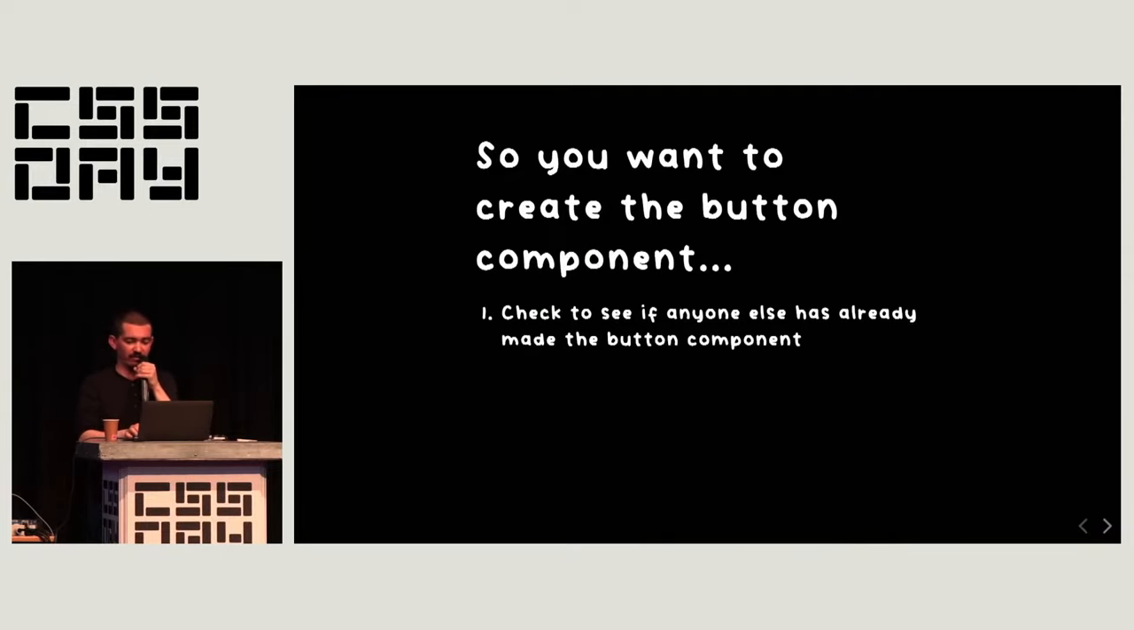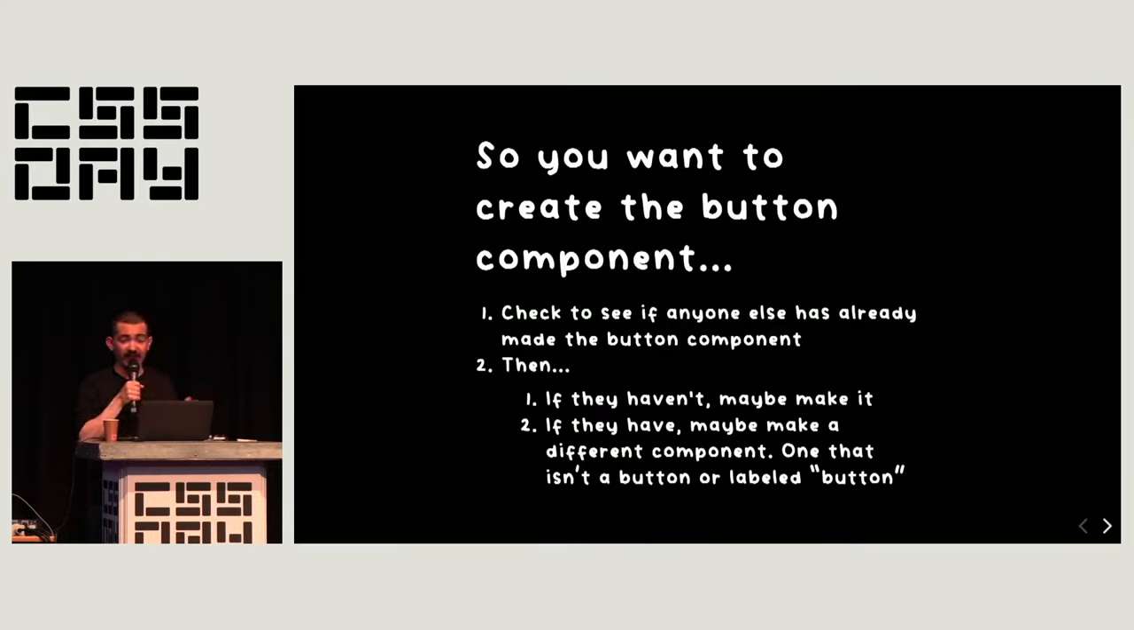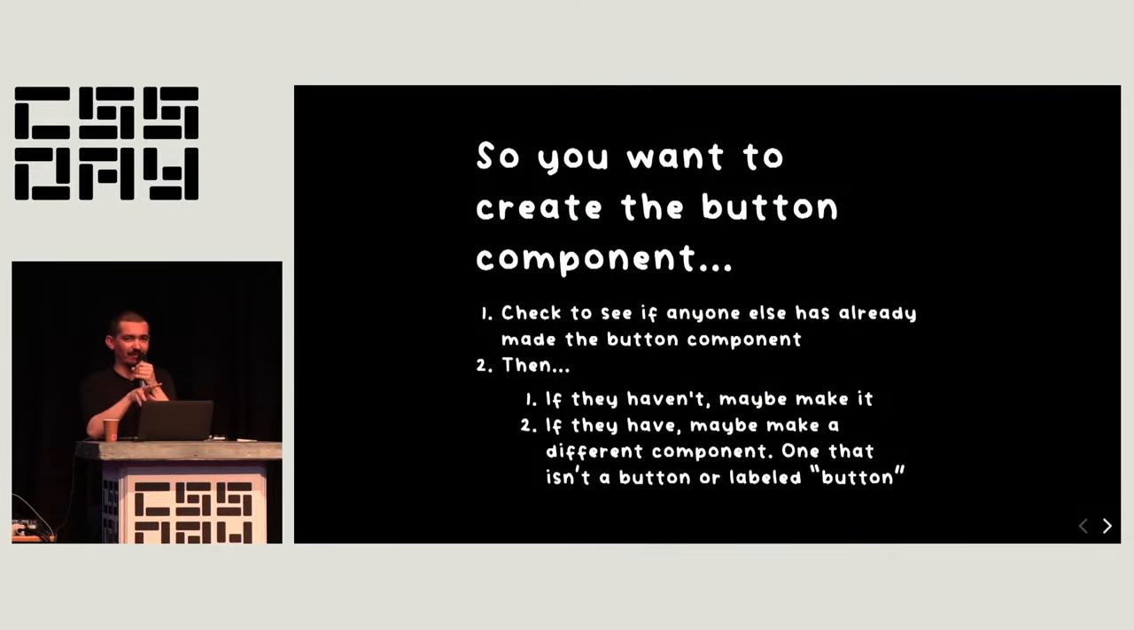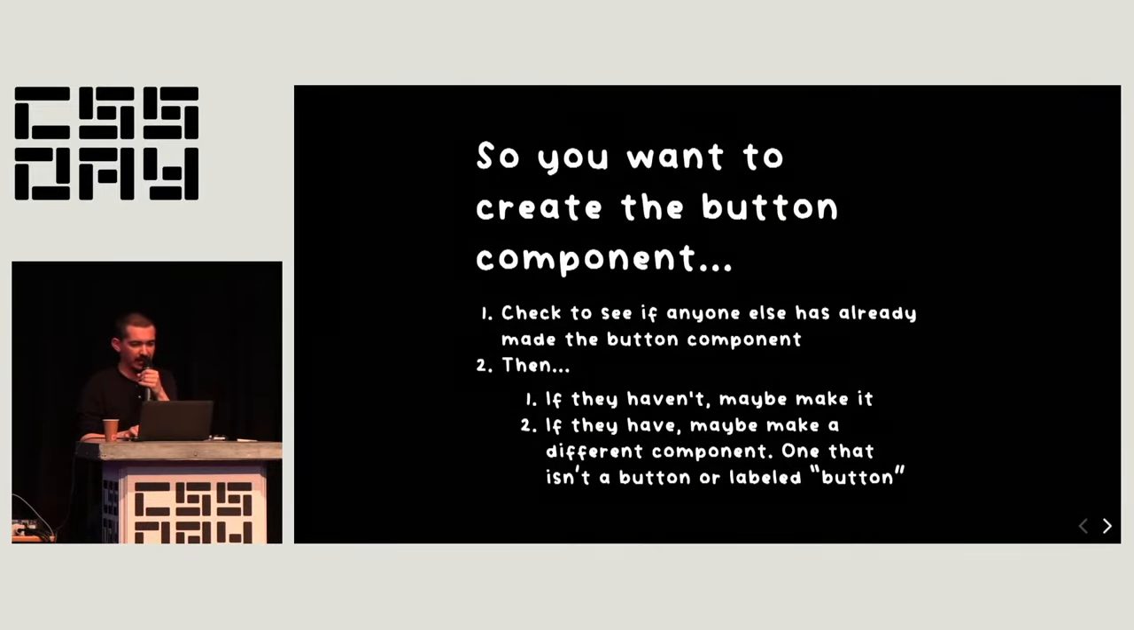Second part is a two-parter, in fact. If they haven't, then maybe I make it, if I have time, if I can be bothered, if I'm getting paid enough. Or two, if they have, maybe make a different component, or no component at all, for that matter. So you could make a component, could not make one, but not the button component. So I'm avoiding making the button component in that case. And when I make my component, if I make a component, I don't call it a button component, because that would be confusing.